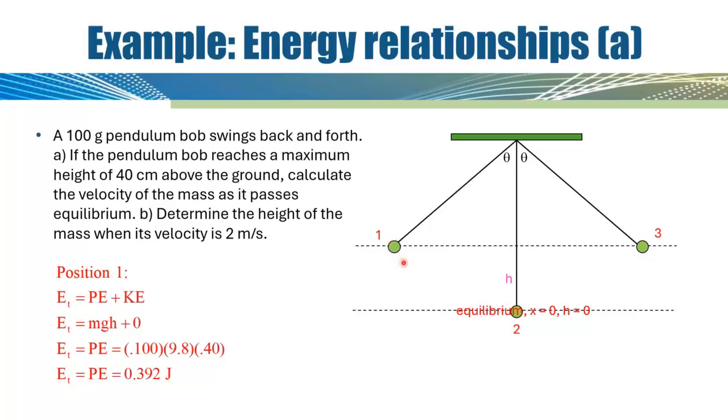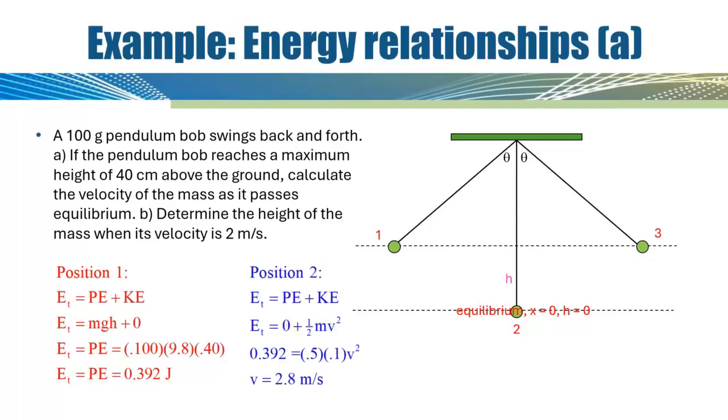And now as the pendulum bob swings down to equilibrium, all of that potential energy is going to turn into kinetic energy. So the kinetic energy is 1/2 mv squared, so 0.392 equals 0.5 times 0.1 v squared, and the velocity as it passes equilibrium is 2.8 meters per second. And that is the maximum velocity of the pendulum bob. I could have also solved the problem by recognizing that I have potential energy at position 1 that is going to all turn into kinetic energy at position 2, so mgh equals 1/2 mv squared, and that the mass actually cancels out, and then I could solve for the velocity.